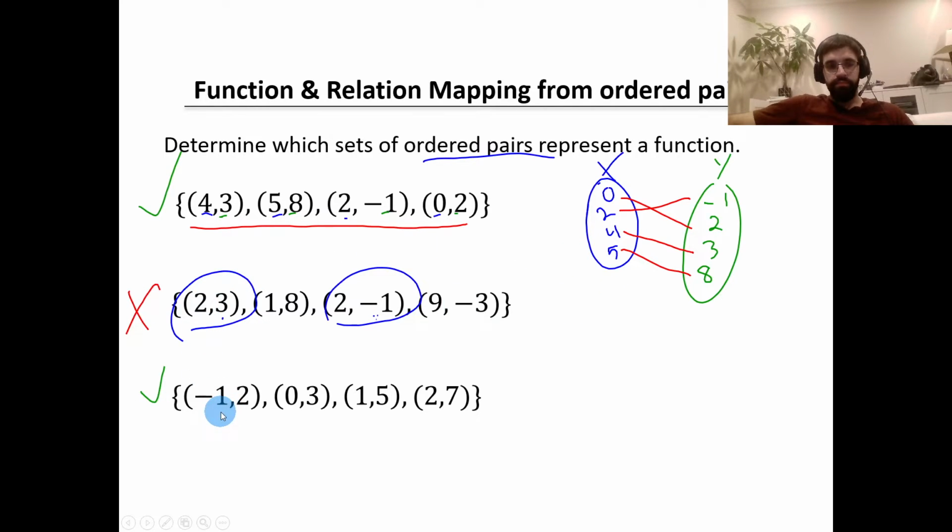Now, the fourth one, this is a function. We see each x value only once, so we know that they're mapping each to only one y value. The third one is also a function.